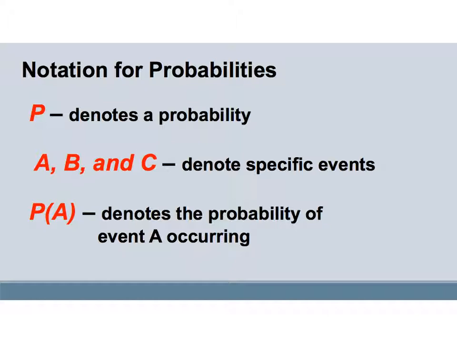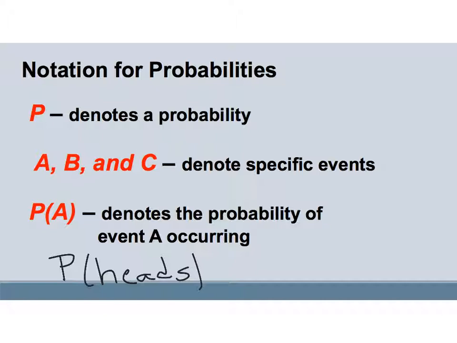The way you denote probability, P stands for the probability, ABC is the different events. So P of A denotes the probability of an event occurring. I never actually use ABC like that. I just put whatever it is that I'm trying to find in it. So if I wanted the probability of getting heads when I flip that coin, I would just do probability heads.